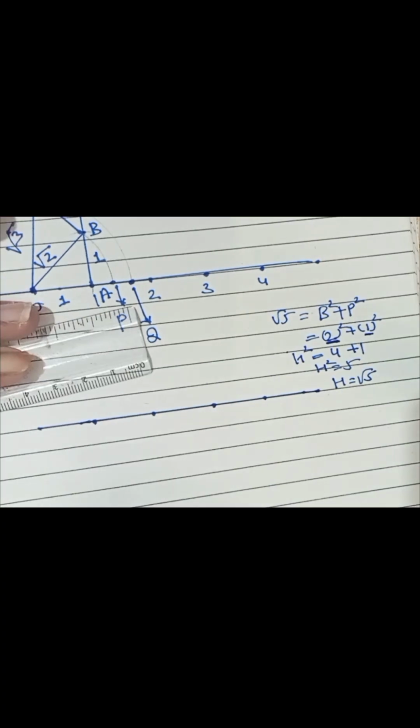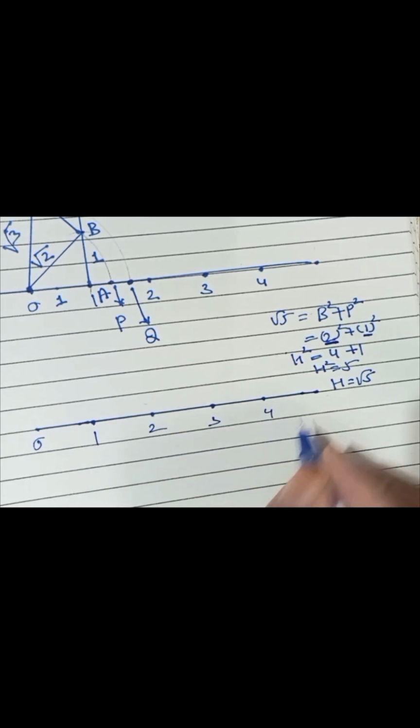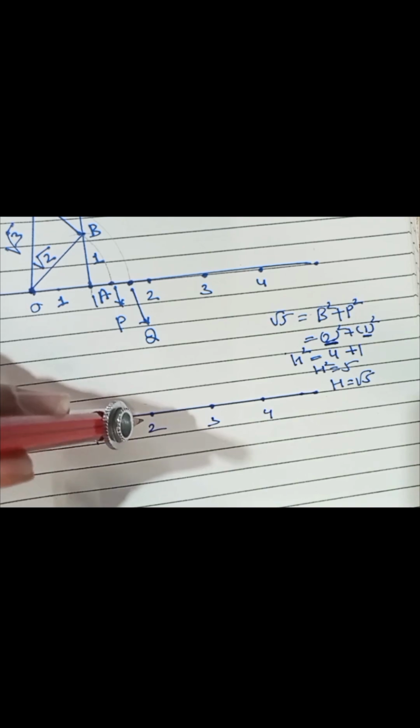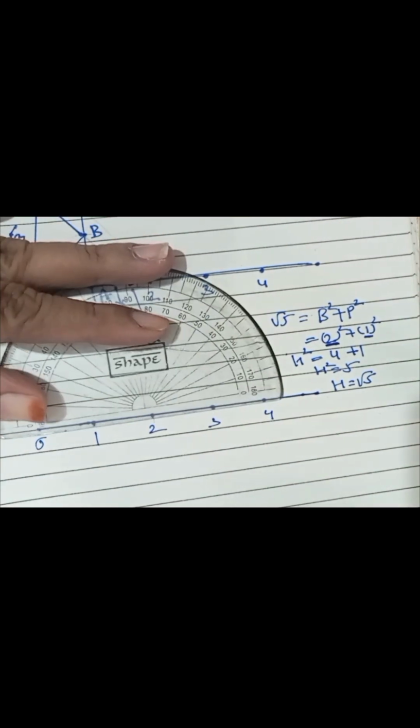So base 2 units I will take. We have marked, suppose this is 0, 1, 2, 3, 4 and so on. So 2 units we will cut. This is the base for drawing root 5 on the number line. Okay. Now here we will draw 90 degree. After drawing 90 degree, we will cut an arc of 1. This is a 90 degree.